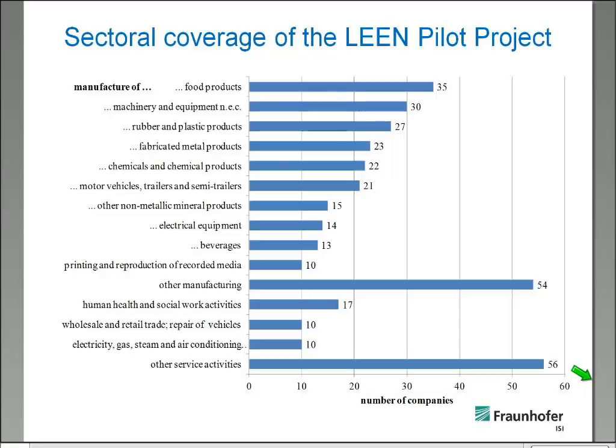Here is a more detailed look at the sectoral coverage in the LEEN project. You see here the split of the manufacturing industries, and for example, you see some focus on food products, machinery equipment, rubber, plastics products, fabricated metals, and so on. Some are not classified here, which is also a larger category. And then here you have the service sector activities, the health sector, wholesale and retail trade, or electricity, gas, steam, and other service activities. So you see it's a broad spread of different types of industrial and service sector, the more energy-intensive service sector activities.